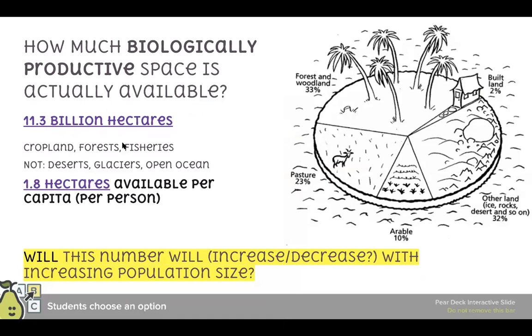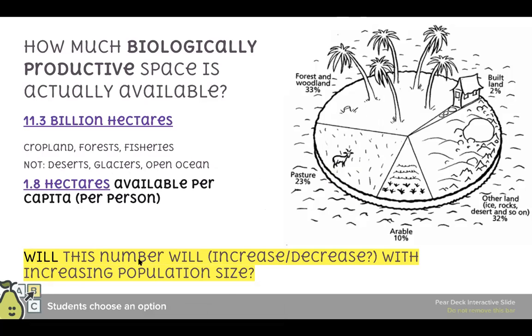This is going to include cropland. We need crops for food. Forests, we need forests for oxygen. Fisheries, again, we need fisheries for food. It doesn't include deserts, glaciers, and open water because people generally don't populate these areas or use them for crops and raising cattle or anything else that we would need to consume for energy. So in total, there's about 1.88 hectares available per capita or per person.